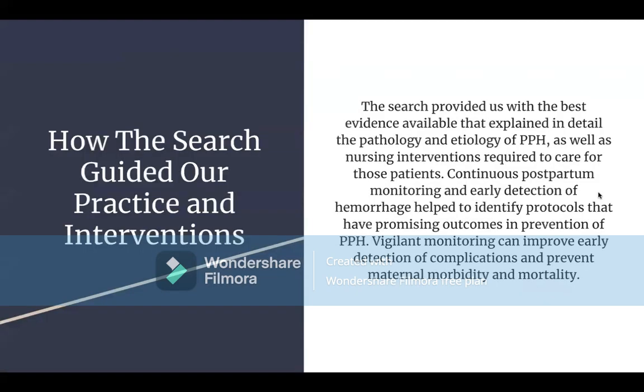So how the search guided our practice and interventions. It guided us by giving us the best evidence available and explaining in detail the pathology and etiology of postpartum hemorrhage, as well as the nursing interventions that we would have to follow to care for these patients. Ultimately, it showed us that continuous monitoring and early detection of hemorrhage helped identify protocols that have promising outcomes in prevention of postpartum hemorrhage, as well as vigilant monitoring can improve early detection of complications and prevent morbidity and mortality.